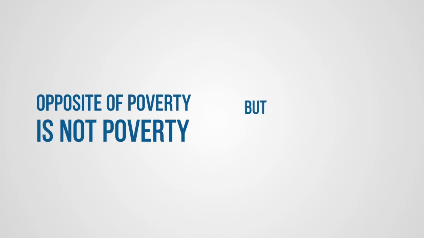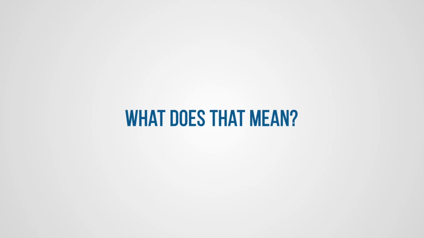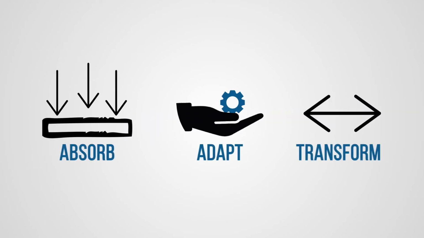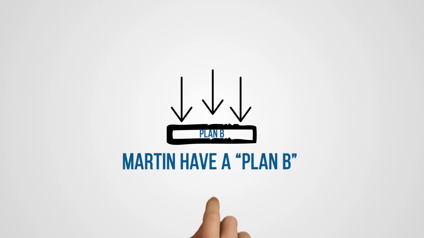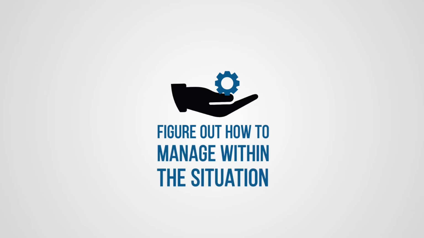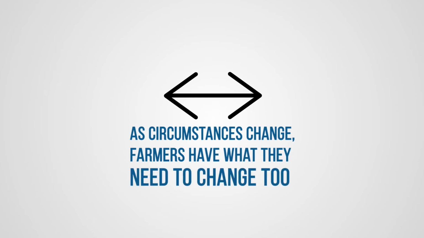You might think the opposite of poverty is not poverty, but actually, it's resilience. Wait, what does that mean? Resilience is the ability to absorb, adapt, and transform in the face of challenges. So let's break that down. To absorb means that when a challenge comes along, farmers like Martin have a plan B. To adapt means that they can figure out how to manage within the situation they are in. To transform means that as circumstances change, farmers have what they need to change too.